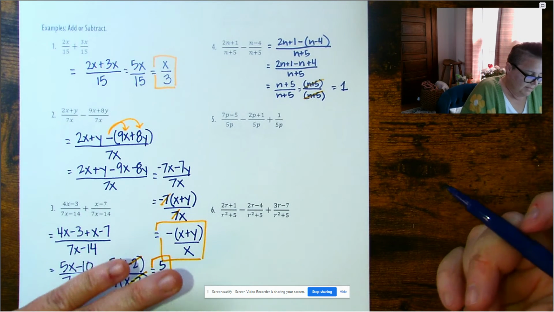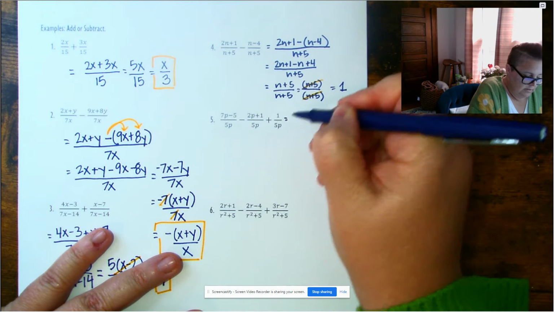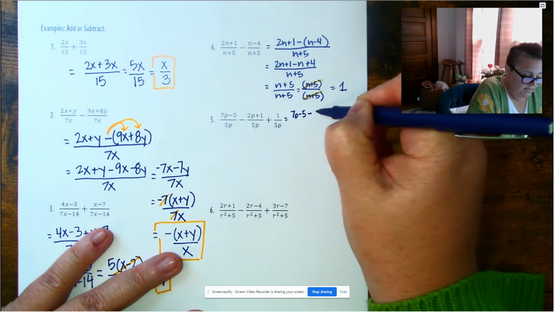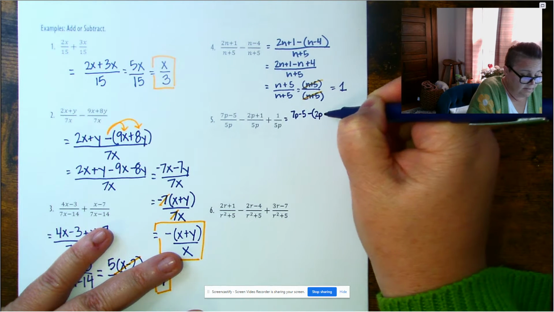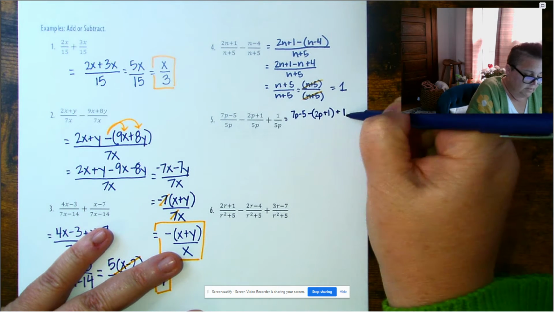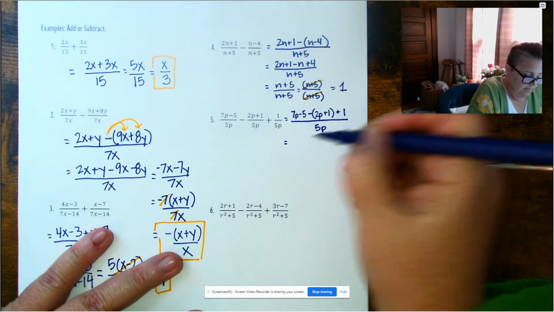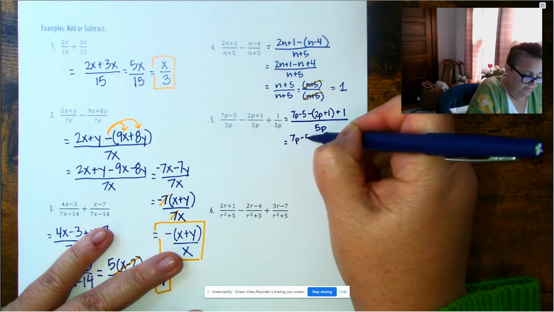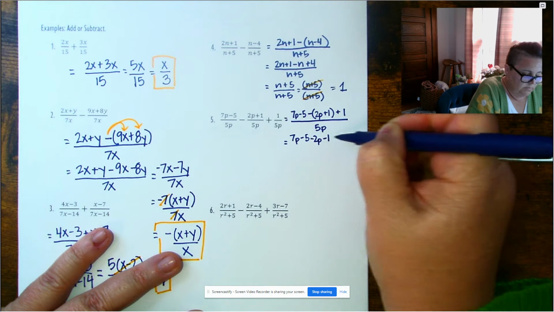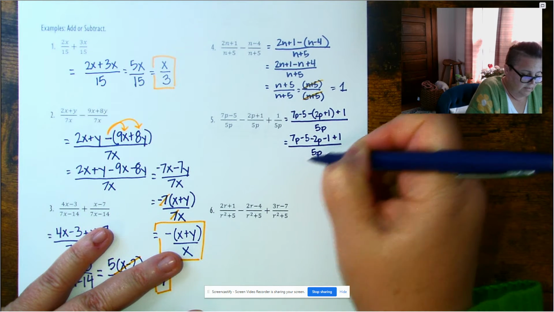Okay, let's try number 5. This would be 7p minus 5 minus that 2p minus 1 needs, or plus 1 needs to go in parentheses, plus the 1. I don't need to put that in parentheses because it's plus. All of this over 5p. That's 7p minus 5. Distribute the negative, minus 2p minus 1 plus 1. All of this over 5p.